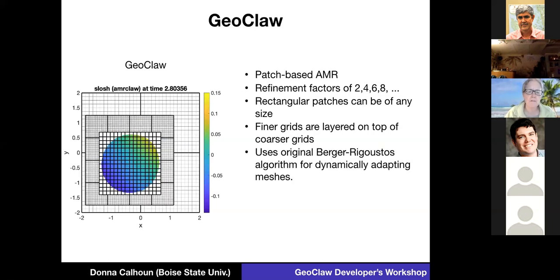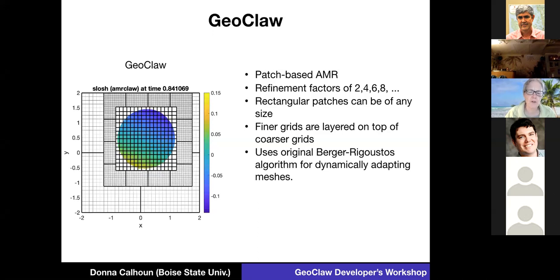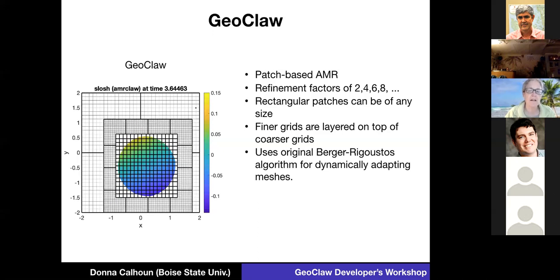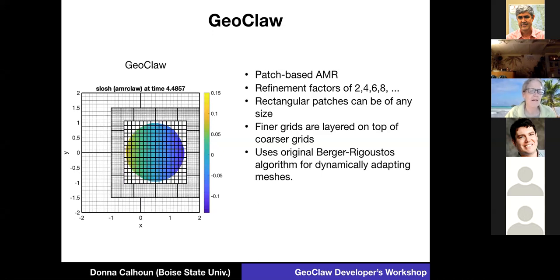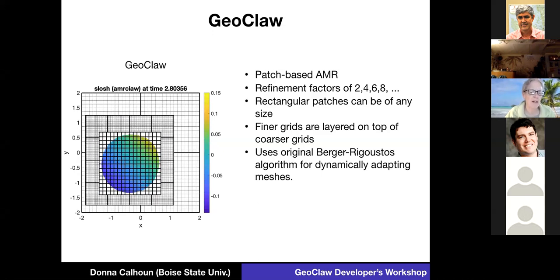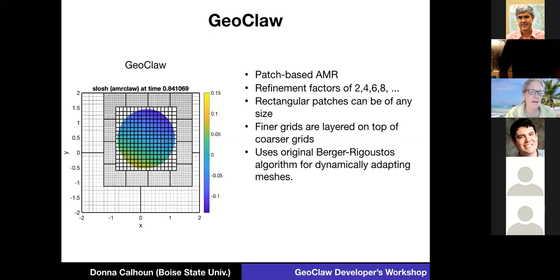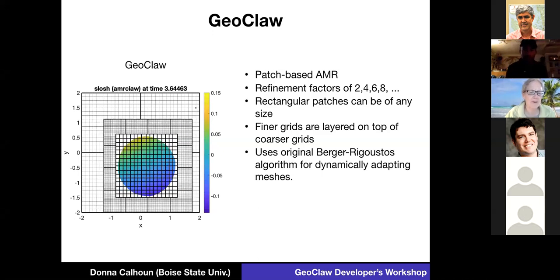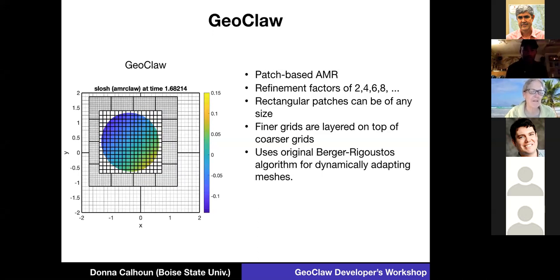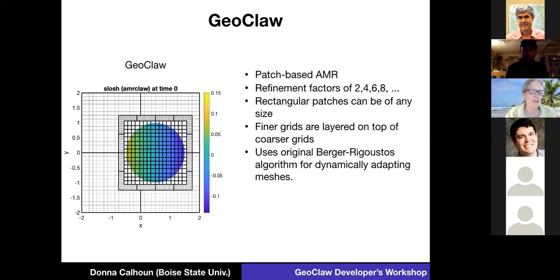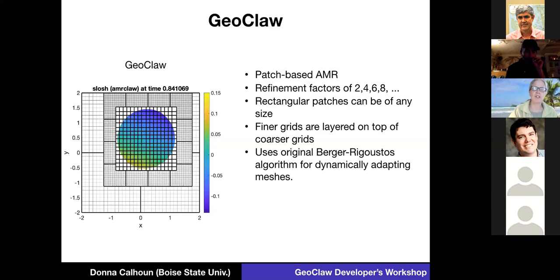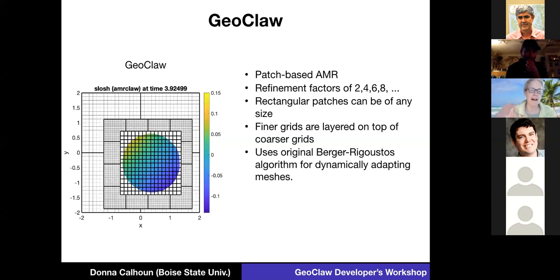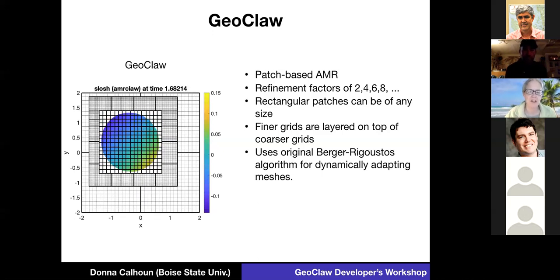Of course, it uses the original Berger-Rigoutsos algorithm for dynamically adapting the meshes. We take for granted that if we're going to do adaptive mesh refinement, we're actually going to adapt in time. But outside of this small AMR community, this is not a widely used technology. More often, people will simply statically refine a region and then solve their problem on a statically refined mesh that doesn't change in time.